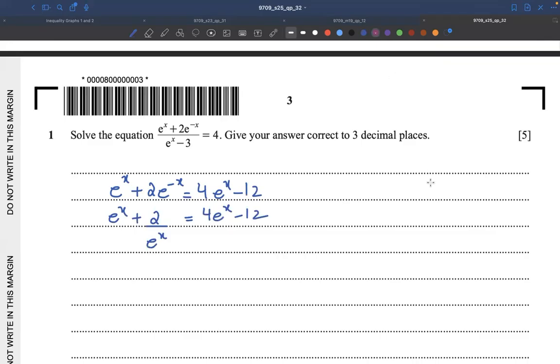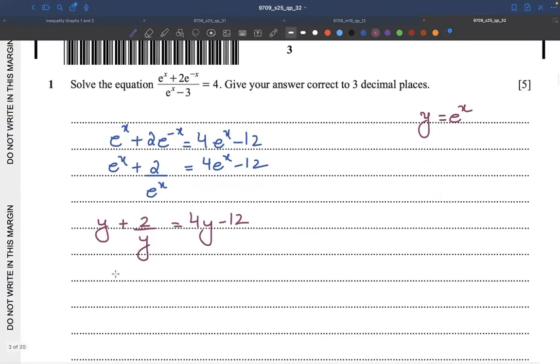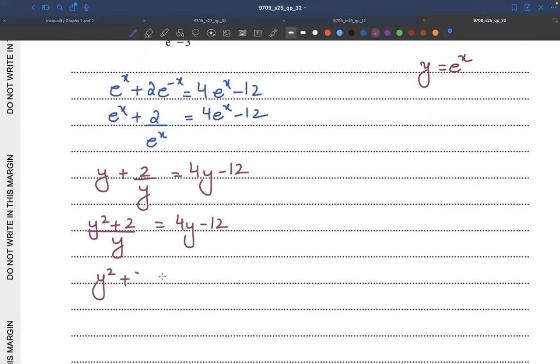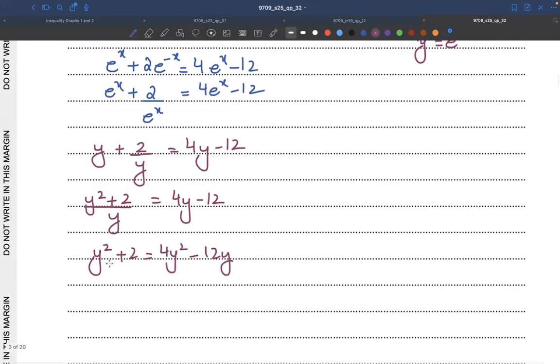Now we can take a substitution. Let's say y = e^x. We can write the equation as y + 2/y = 4y - 12. Taking the LCM, we'll get (y² + 2)/y = 4y - 12. Now cross multiplying, we'll get y² + 2 = 4y² - 12y. Then bringing y² to the right hand side, 4y² - y² will be 3y² - 12y, and plus 2 will become minus 2, equals 0.